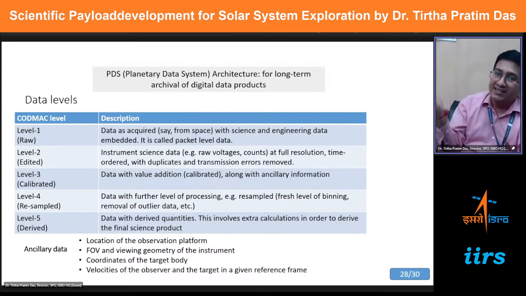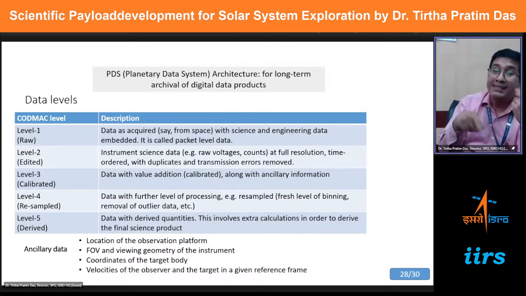Sometimes we call it level 0, sometimes we call it level 1. These definitions, don't take them in a very sacrosanct way. These definitions are only indicative. So what I want to tell is science data also have different levels. The raw data is the data as it is acquired from space with science and engineering data embedded. It is called packet level data.